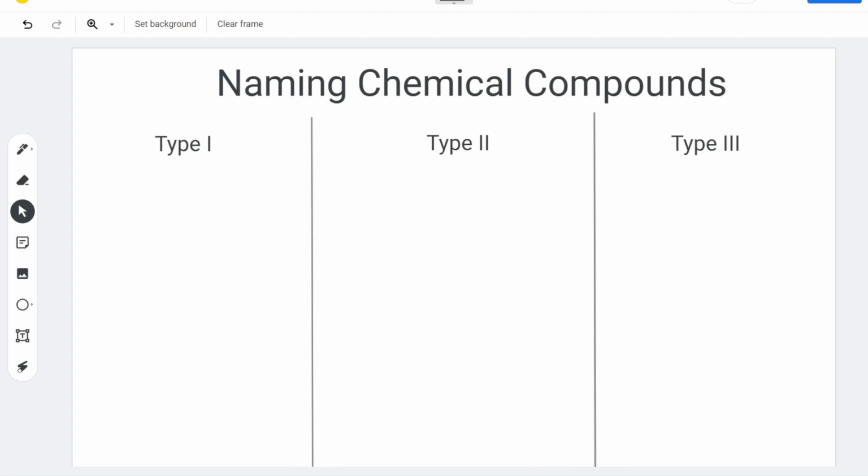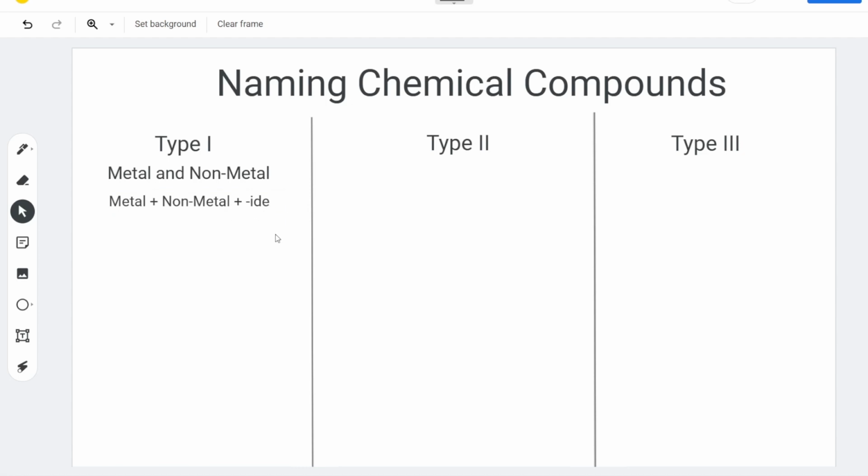How do you determine the name of a chemical compound? Well, first, there are three different types of chemical compounds. The first type is between a metal and a non-metal. The way we name type 1 chemical compounds is by using the metal followed by the non-metal and adding the suffix "ide" at the end of the non-metal.